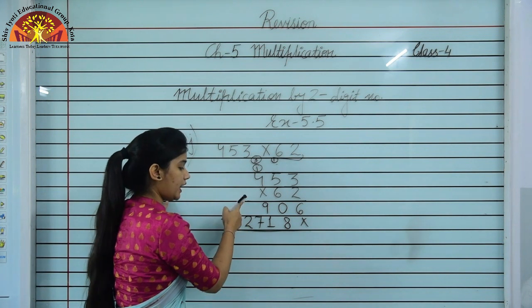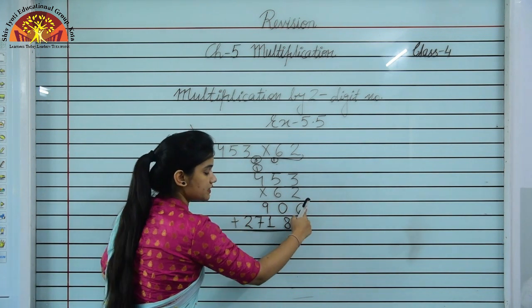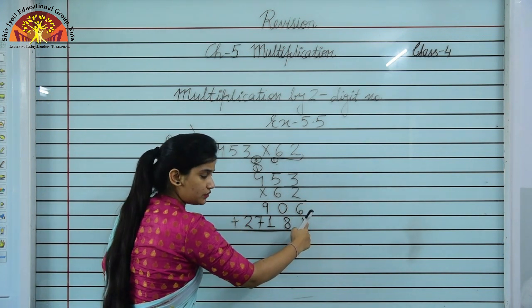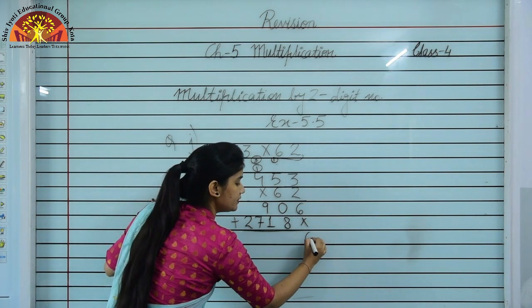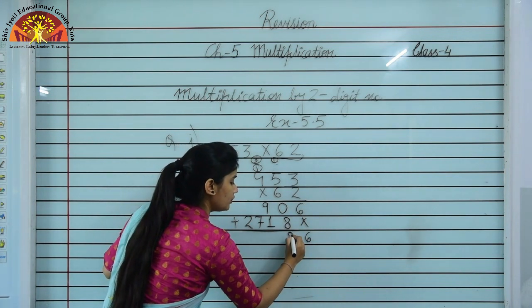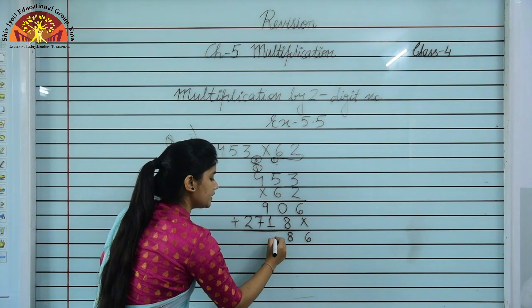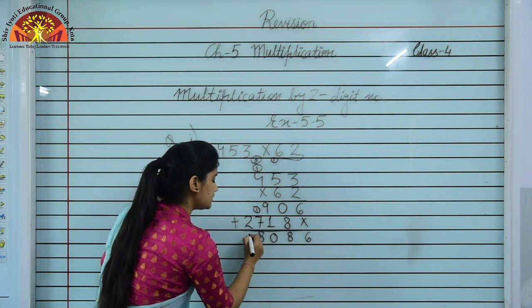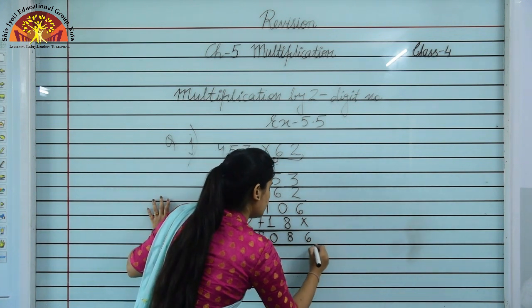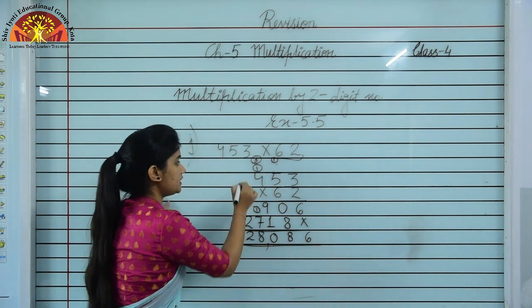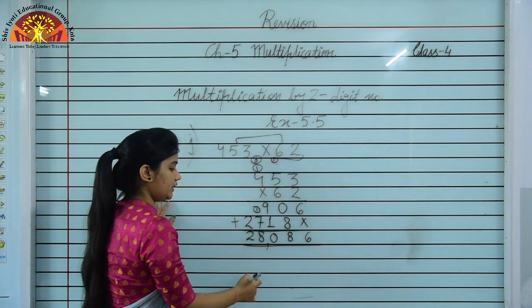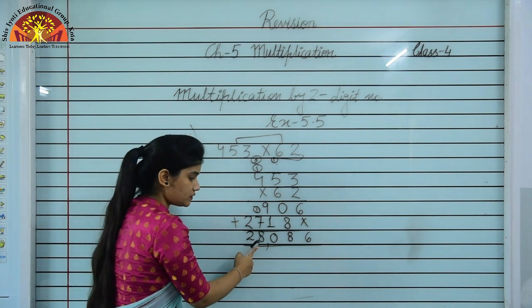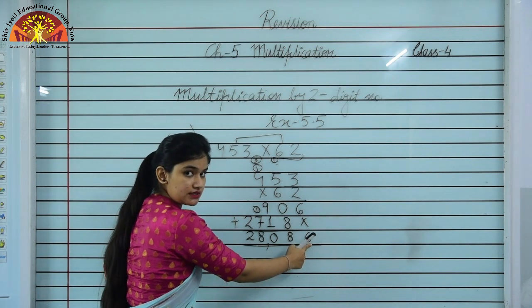Now you have to add these numbers. So 6 into cross, it means you can say 0 here. 6 plus 0 will be 6, 8 plus 0 8, 9 plus 1 10, carry over 1, 7 plus 1 8, and 2 as it is. So the product of these two numbers will be 28,086. Is it clear, students?